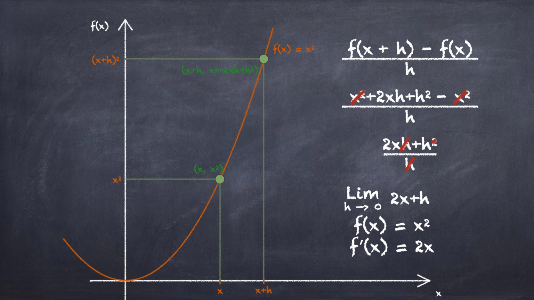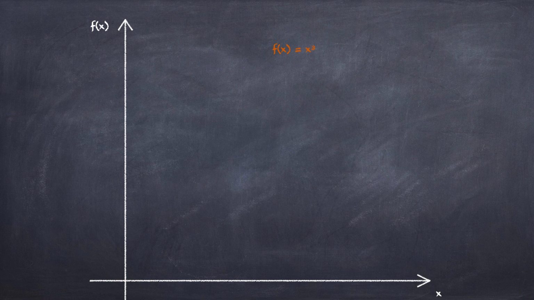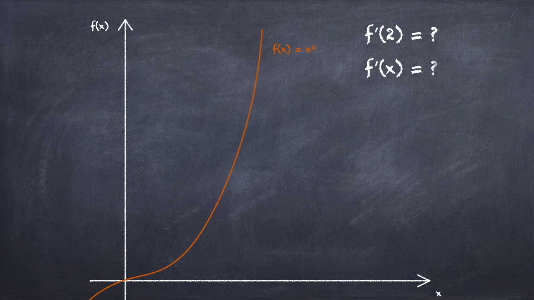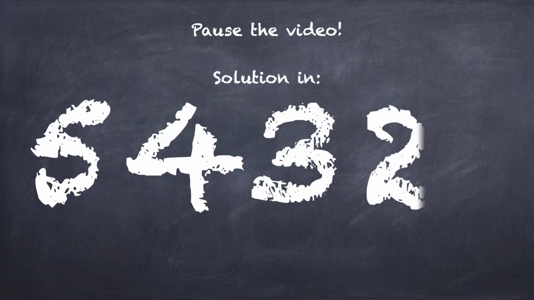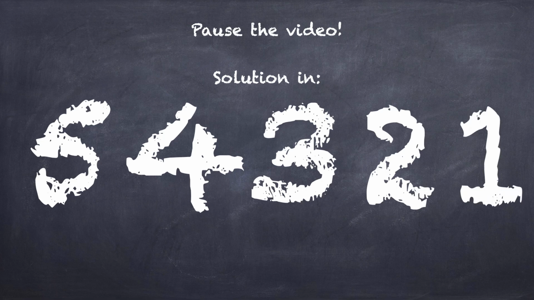Okay, now here's a practice problem for you. F of x equals x cubed. Here's the graph. And I want you to figure out two things. I want you to figure out what f prime of 2 is, and I also want you to figure out what f prime of x is. So please pause the video, and I'll reveal the solution in a moment.